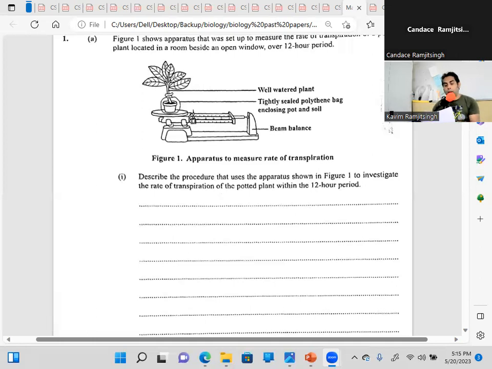Then we will state two reasons for the shape of the graph during each of the following time periods. 6 a.m. to 8 a.m.: the room is now heating up, and you have photosynthesis now taking place, so you have it slowly happening. Water is now moving up from the soil, the roots, up the xylem. So the rate of transpiration is slow or just starting.